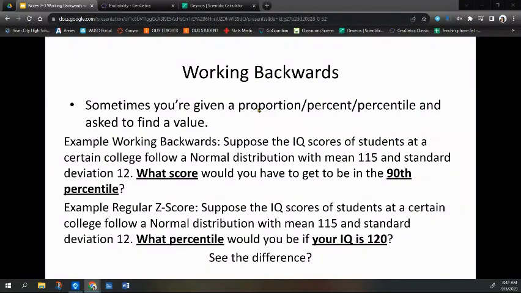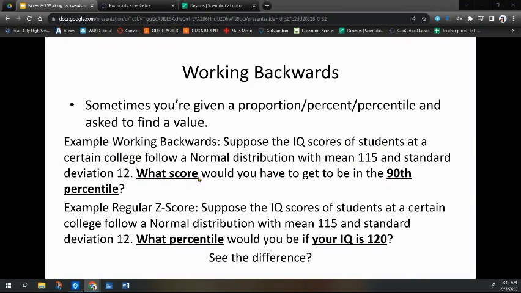Okay, so here's the video for working backwards with z-scores. Sometimes in a z-score problem, you're given a proportion, percent, or percentile, and you're asked to find a value. For example, here's a working backwards problem. Suppose the IQ scores of students at a certain college follow a normal distribution with mean 115 and standard deviation 12. What score would you have to get to be in the 90th percentile?